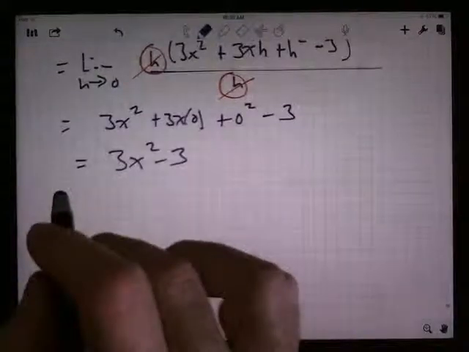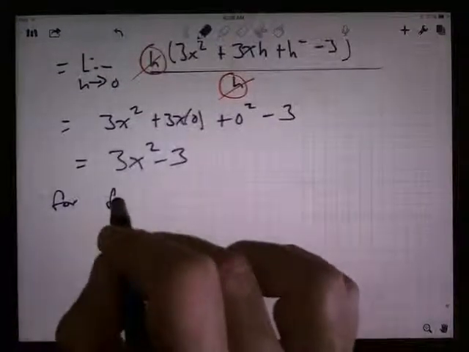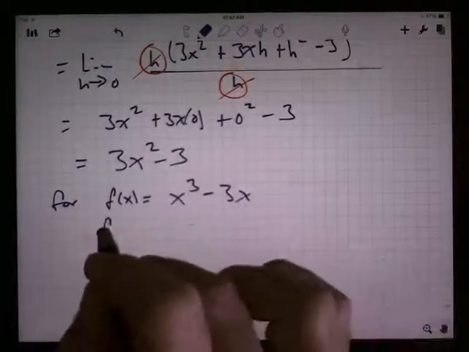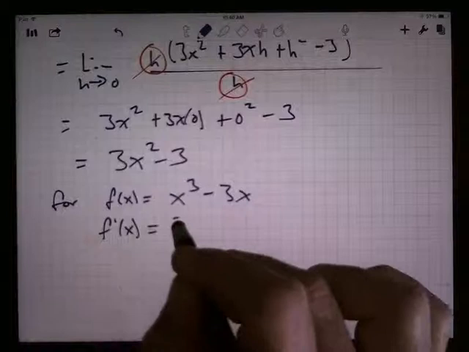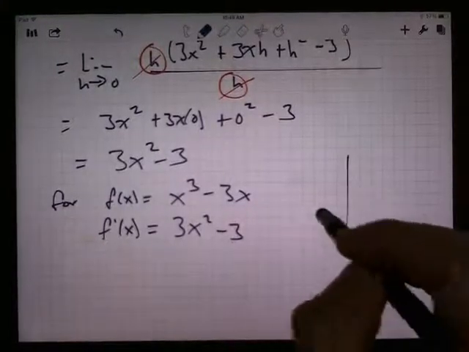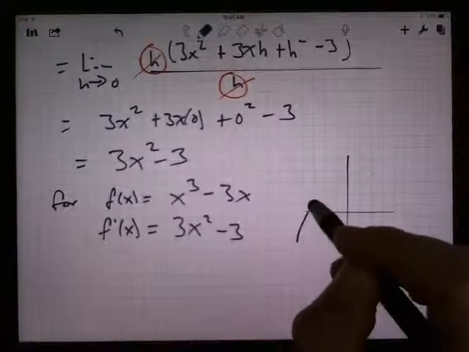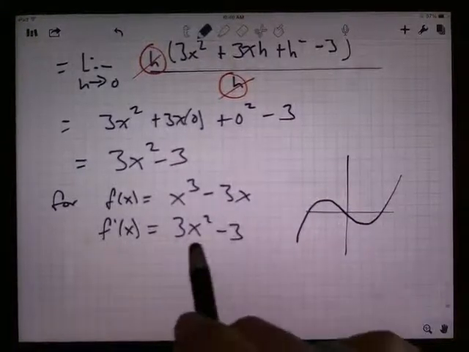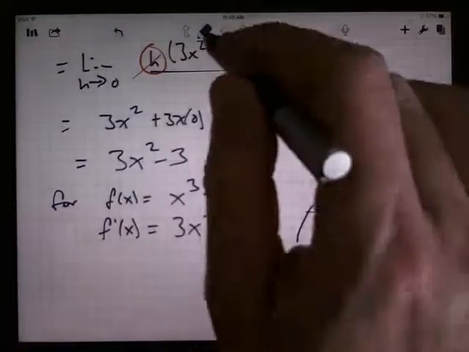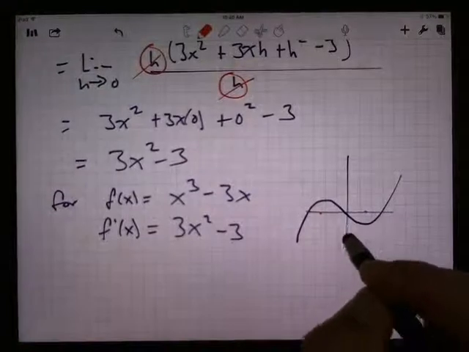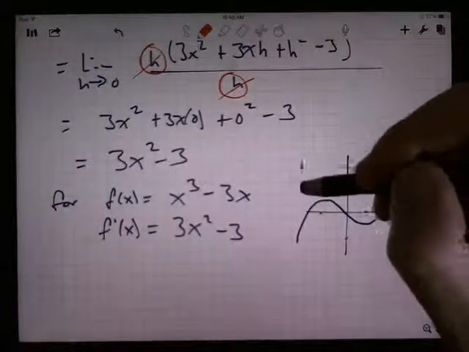Let's recap here. For f of x equals x cubed minus 3x, f prime of x turned out to be 3x squared minus 3. Let me draw a picture again. Notice this was a cubic. That was my original function. And this is a parabola that's shifted downward. And it turns out it's shifted downward, like it looks like this.